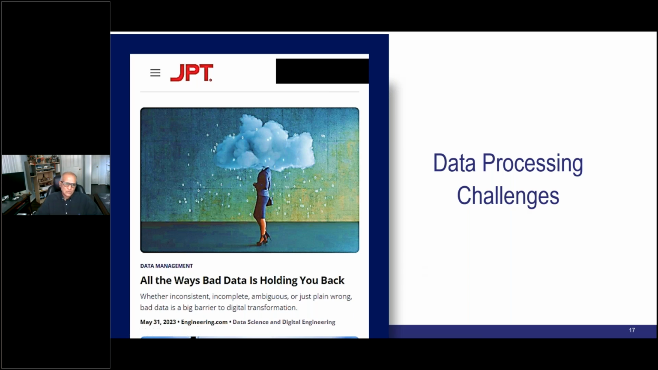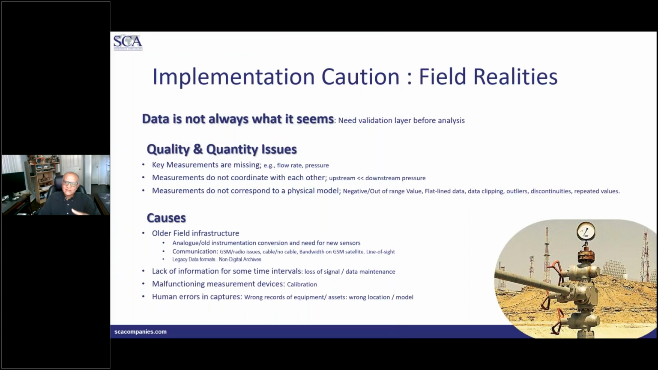If we start paying attention to our data, whether it's inconsistent, whether it's incomplete, ambiguous, or just plain wrong, if we do not know that and if we just pass it on to very, very smart data science people, and if they run with it, we might end up getting some wrong decision points. And that's why it is our job. So let's recount how our data can have problems. There's nothing new in what I'm mentioning, but it is worth keeping in mind that oftentimes data is not always what it seems. We need a validation layer.